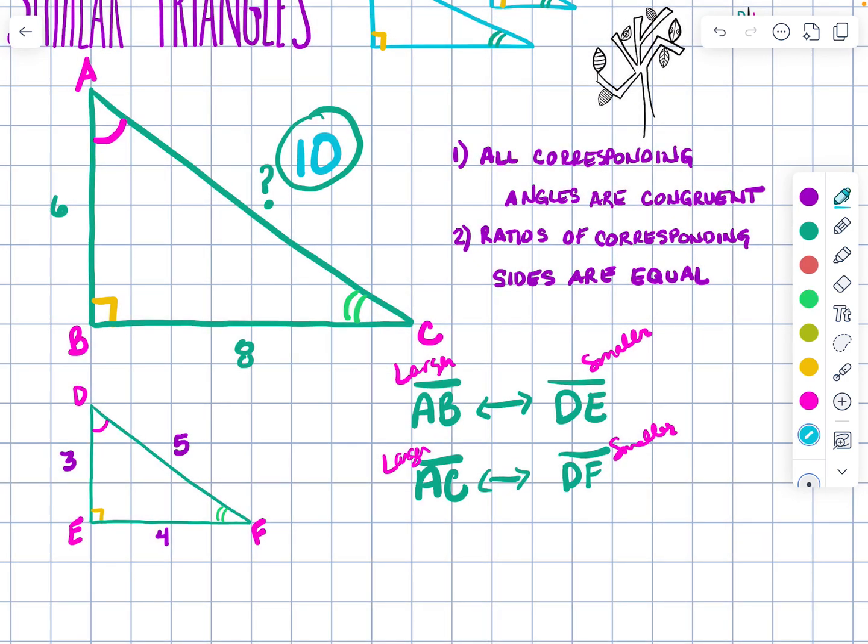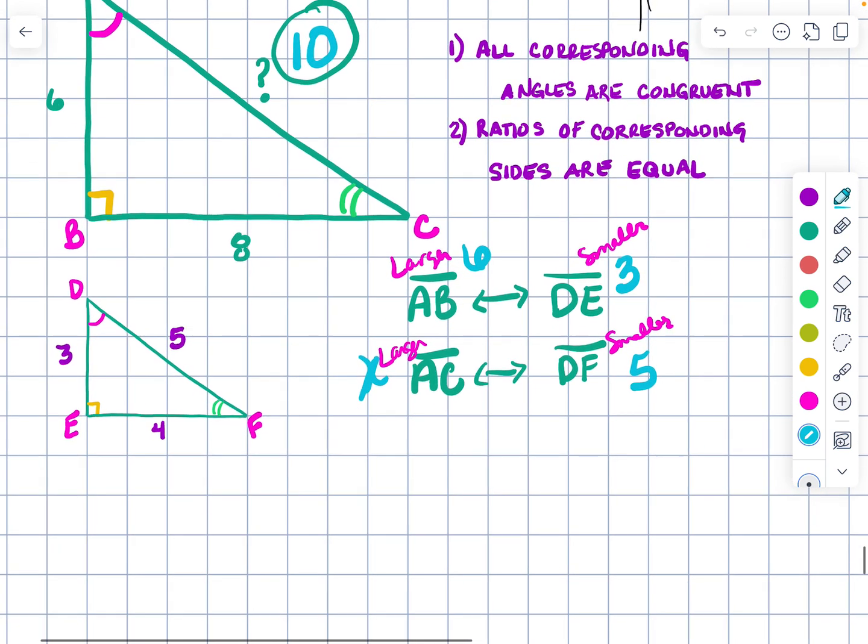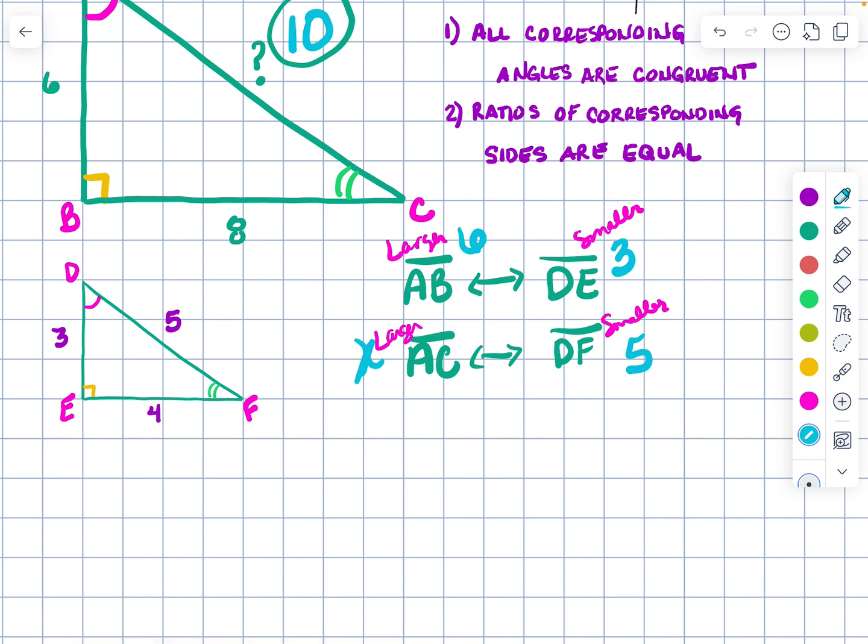Let us write out beside each one of these what each of these are equal to. So line segment AB is 6, and line segment DE is 3. Okay, that's this one and this one. And then line segment AC is our unknown, so I'm going to call it X. And then line segment DF is 5. That's the hardest part right there, is just setting these up. And now I can set up a proportion. So I'm going to start with my larger to larger, and then I'm going to do smaller to smaller. So I'm going to say 6 is to X as 3 is to 5.